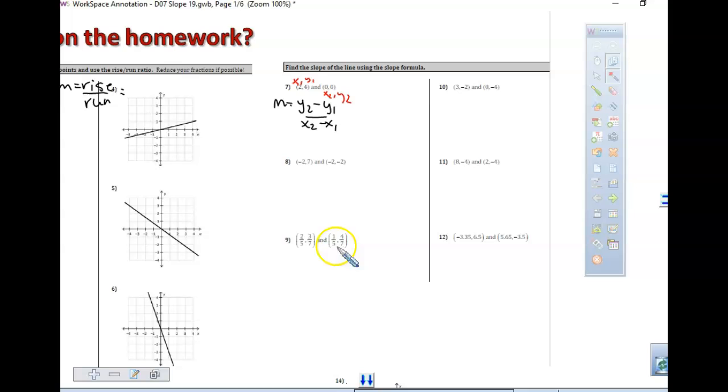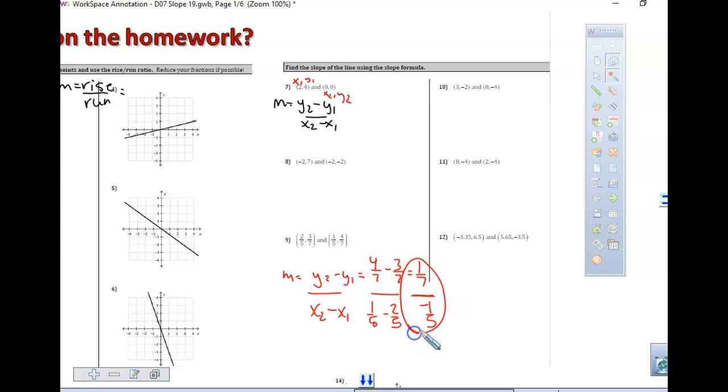And it makes no difference if it is integers or fractions or decimals. Notice you have the same denominator in number 9. So when you subtract y2 minus y1, you are going to be looking at 4/7 minus 3/7, which equals 1/7. Keep in mind this big line means division. So then you have your x sub 2 minus x sub 1, which is, since we put 4/7 first, we must put the 1/5 minus 2/5. Oh, that leaves me with a negative 1/5.